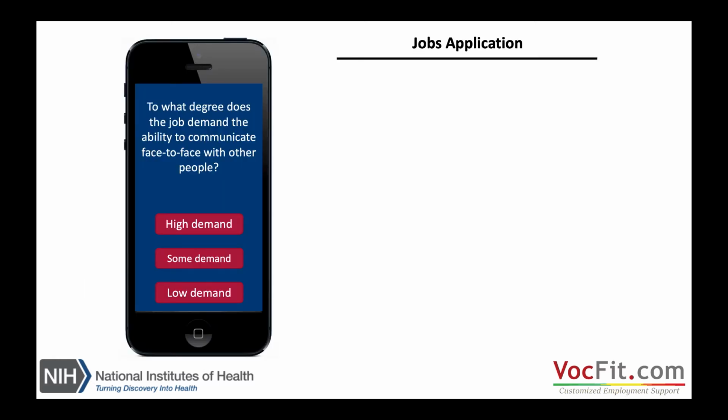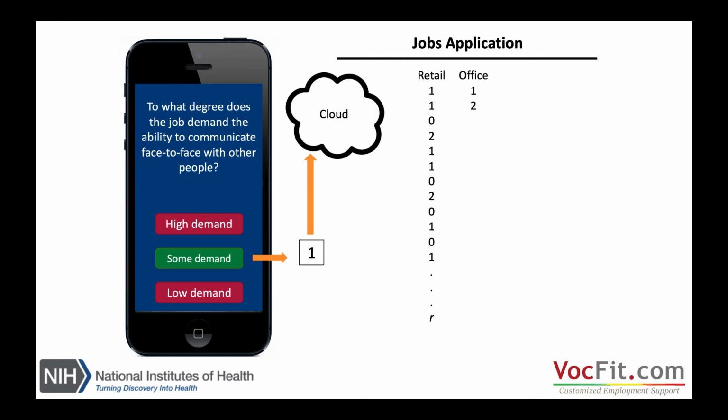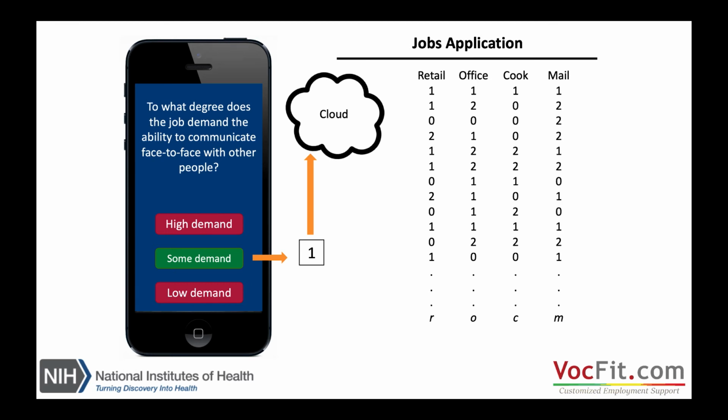If you're being asked to evaluate an internship or job, it's the same process but in reverse. So we would say, to what degree does the job demand the ability to communicate face-to-face with other people? For this particular job, we would say there is some demand for that. It's scored, it goes to the cloud, and we begin to build profiles for each of the 130 items within VocFit so that we can look at all different types of jobs, and eventually use that data that we've collected on the individual with the disability to see how well suited they are for various types of employment.